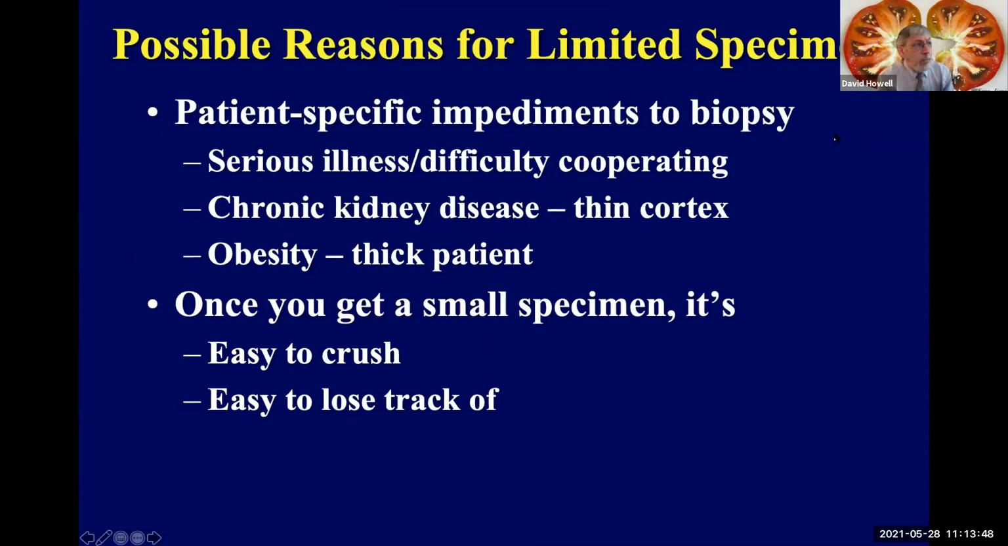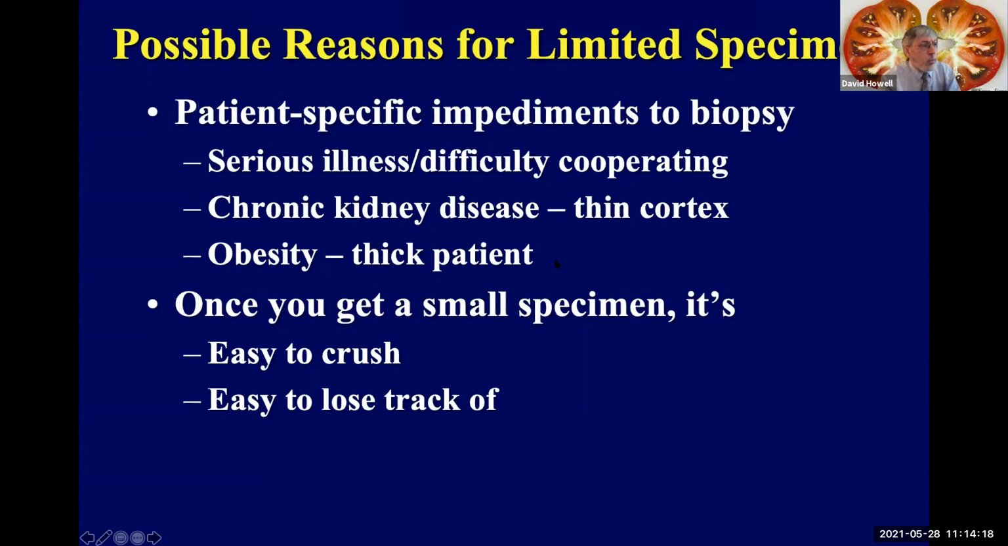There are some patient-specific limitations to renal biopsies. Some of the patients who get biopsies are seriously ill. They may have difficulty cooperating with the biopsy process. They may have abnormalities in coagulation that lead the person doing the biopsy to only take a single core of tissue. As I've mentioned a couple of times, patients with chronic kidney disease often have a very thin cortex that it's easy to poke through and not sample with the biopsy.